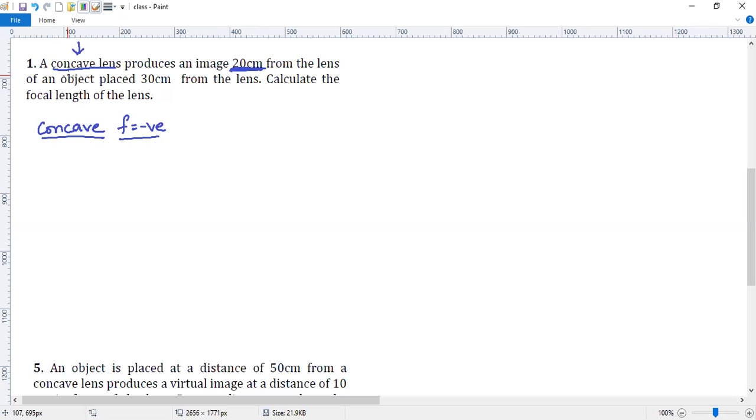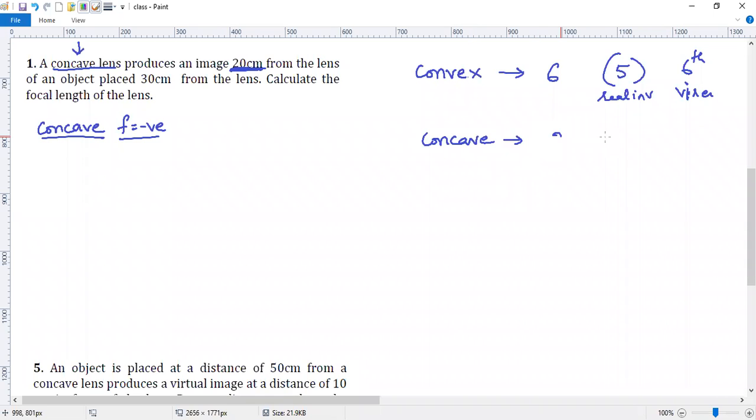Why minus? That's what we are discussing. Why should we take V as minus? Should we take it as minus or as plus? Because a concave lens always produces a virtual erect image. In case of lenses, for a convex lens there are 6 ray diagrams. 5 ray diagrams will be for real inverted, and the 6th one is for virtual erect. For a concave lens, there are 2 ray diagrams, and both will be virtual erect. Virtual erect has to form on the same side as the object.